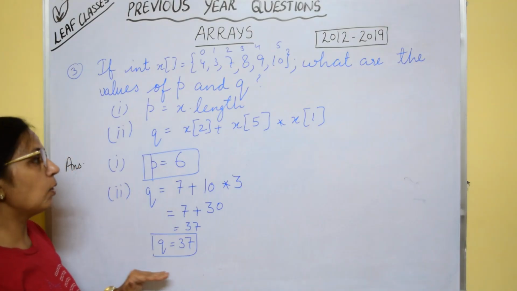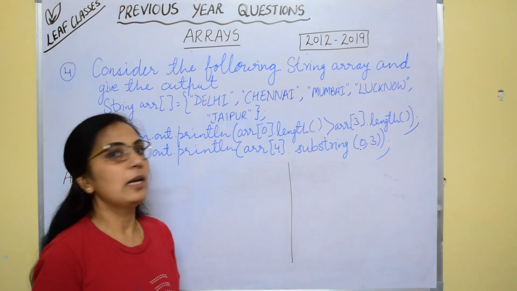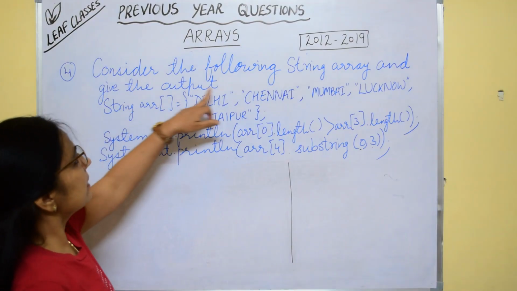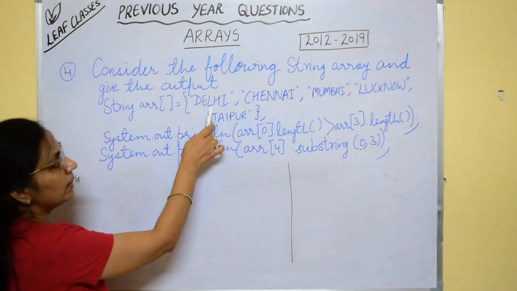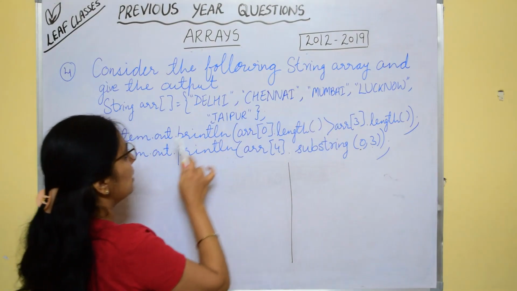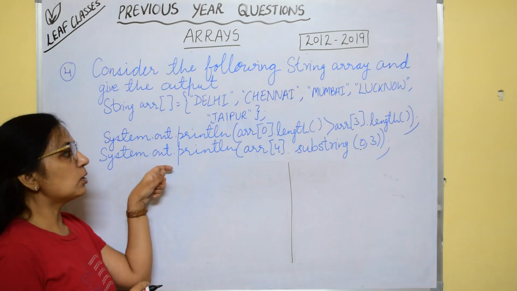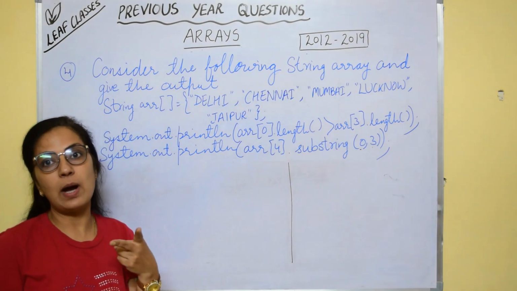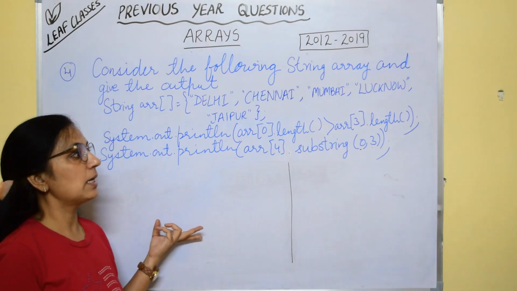So this is how you are going to solve these type of questions in the exam. Now we move on to next question. Consider the following string array and give the output. String array is given: Delhi, Chennai, Mumbai, Lucknow, Jaipur, and 2 print statements are there. Now with these 2 print statements, only 2 answers should be on the screen when you run these statements.